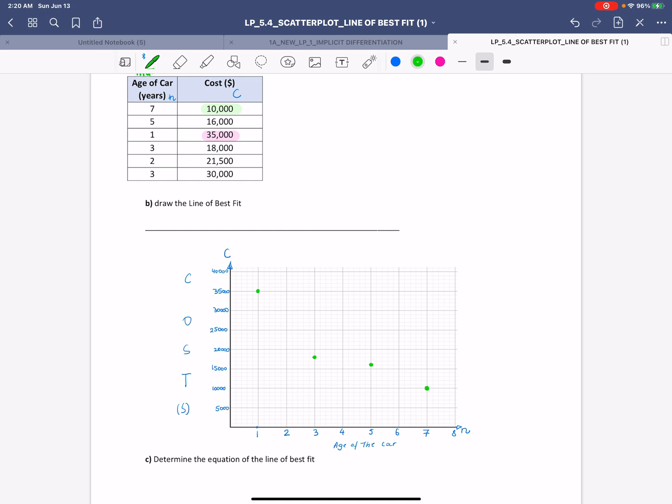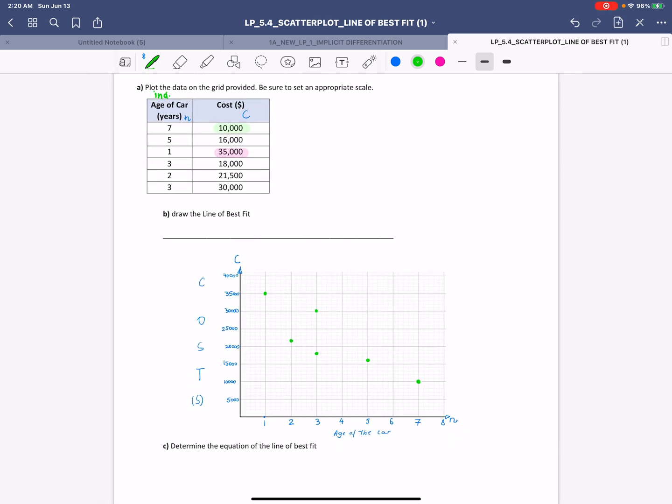2 years, 21,500. So that would be 21, so half the square here. And 3 years, 30,000. Interesting. So 3 years, 30,000. Okay. So this is the data set in here, and we need to draw the line of best fit.